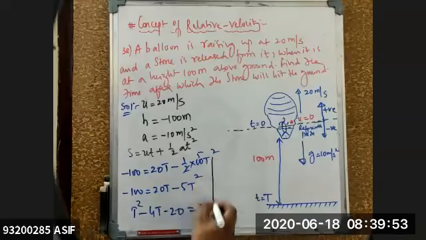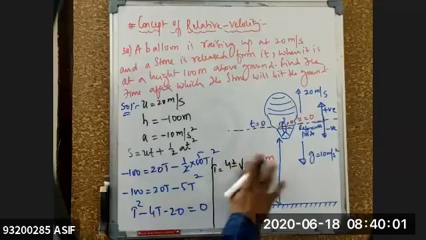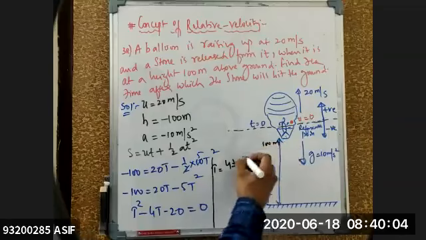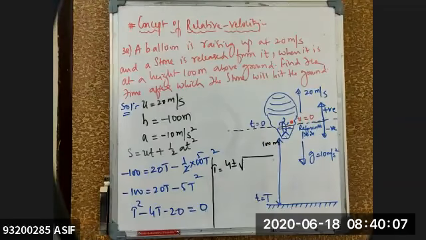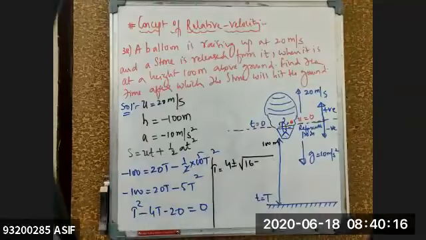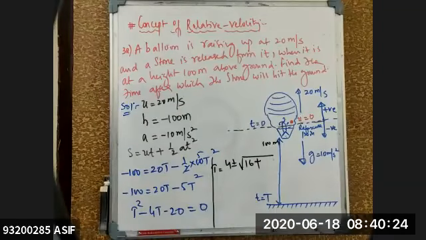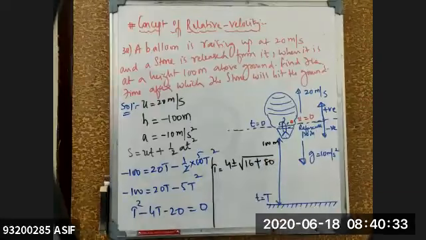I'll try to do it with the black pen here. So what is the value of t? t is equal to 4 plus or minus under root of 4 square, that is 16, minus 4ac. 4 into 1 into minus 20, that is minus 80. Minus of minus will become plus, that means plus 80.